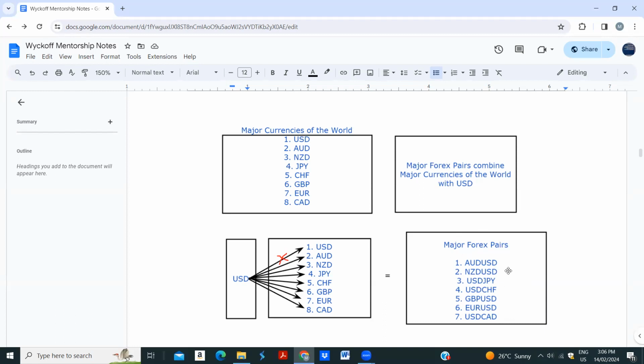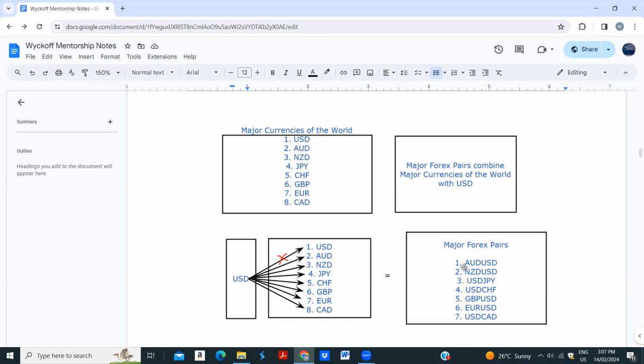Okay, and remember one thing: sometimes the USD becomes the quote currency. For example, in AUD USD, USD is the quote currency, but in USD JPY, USD CHF and USD CAD, USD is the base currency. So there is no hard and fast rule here. This is the rule here which you have to follow. You have to learn these major currency pairs in this order. You cannot say it like this, USD AUD.